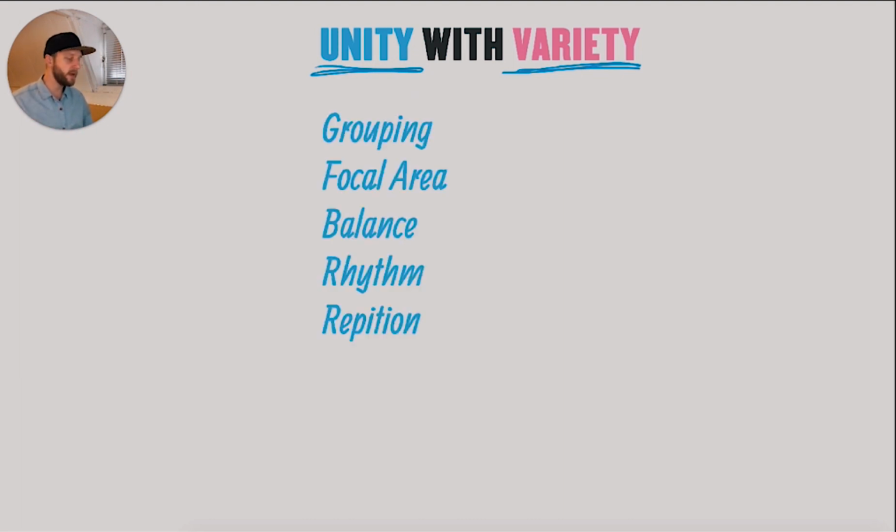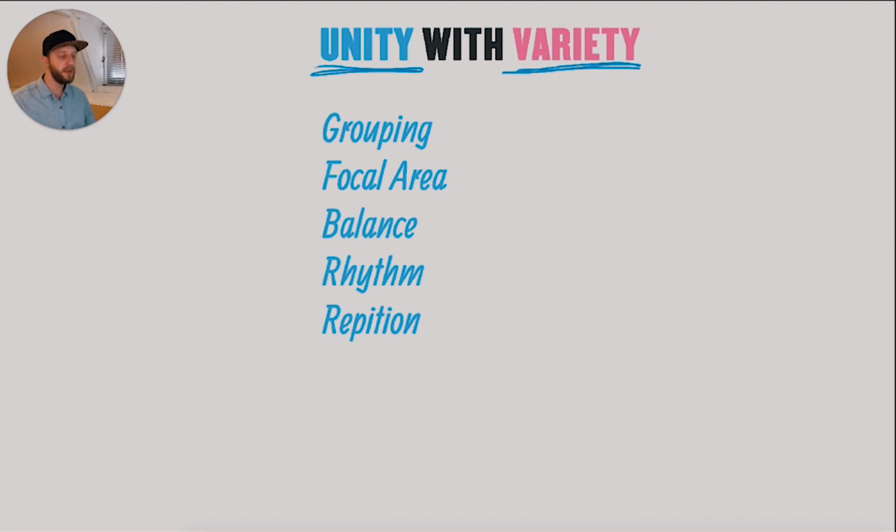Now, if we look a little bit more closely at what is unity or what is variety, we can see that unity is just a couple of things. It's either grouping, creating a focal area, creating balance, creating rhythm, or creating repetition. In a little bit, we're going to look at an art piece and we're going to check out how the artist is using these kinds of factors to create an appealing image.